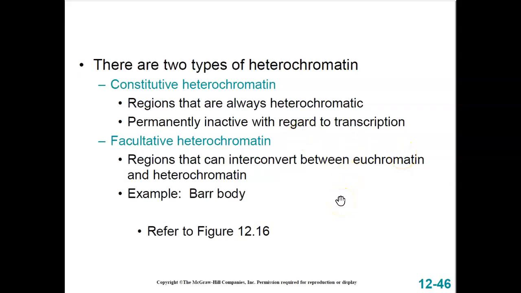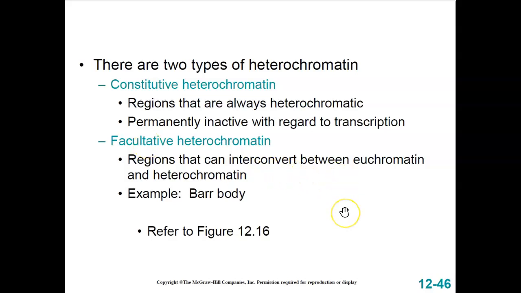What is happening? So inside of heterochromatin, there are regions that are permanently inactive with regard to transcription. I said that they were active, they're inactive. We're talking about heterochromatin. For some reason, I usually like to think about euchromatin first, but in this set of slides, the heterochromatin is coming in first. So heterochromatin is always inactive.